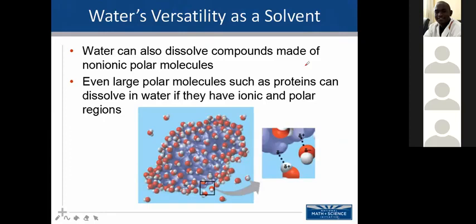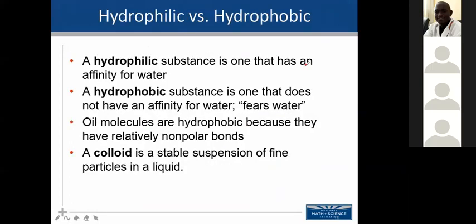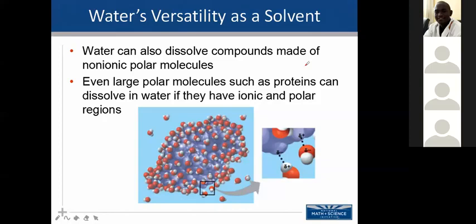Okay, so it can also dissolve compounds which are made of non-ionic but polar molecules. Remember, it has to be polar for it to dissolve in water. If it is not polar, it will not dissolve. For example, fats. Fats are not polar. The bond in fats is between the carbon and the hydrogen. Now, because there is no slight charge, there's no slight polarity in the carbon and hydrogen bonding. We see no charge in there.